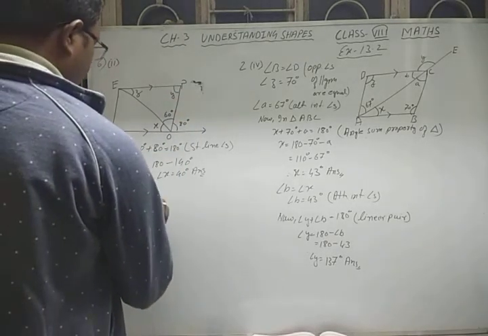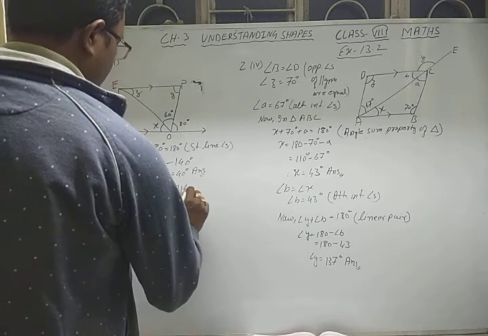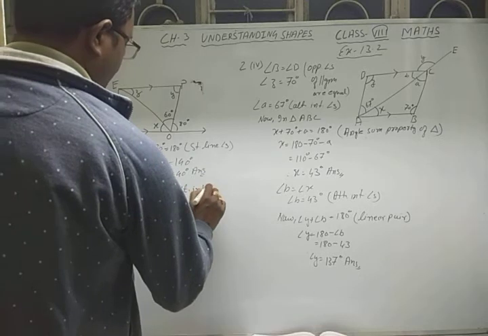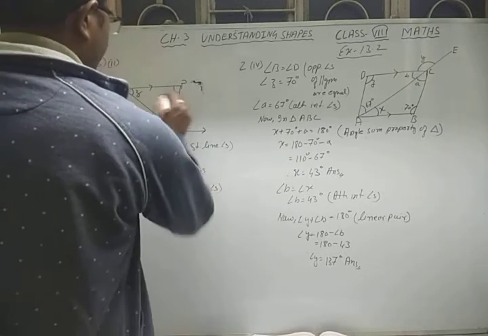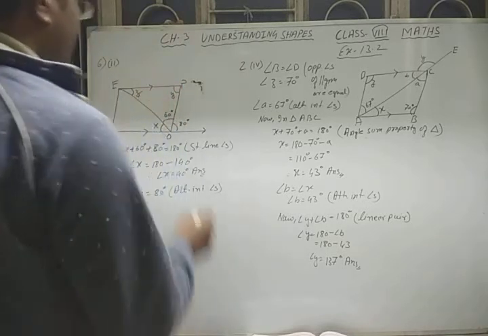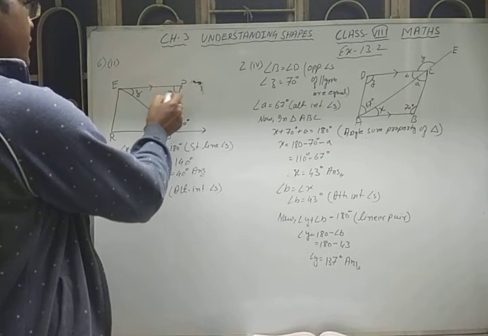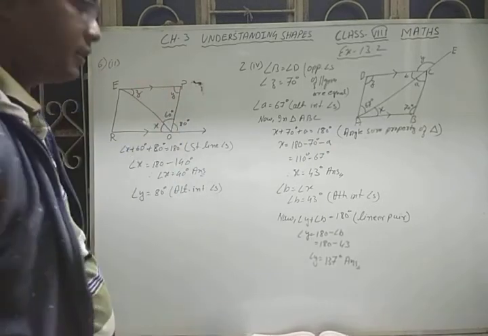So you can write Y is equal to 80 degrees. Why? Because of alternate interior angles. Now in triangle, you can consider triangle EPO: 60 plus Y plus Z is equal to 180.